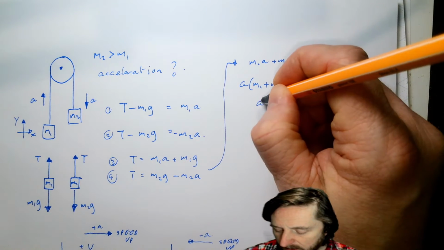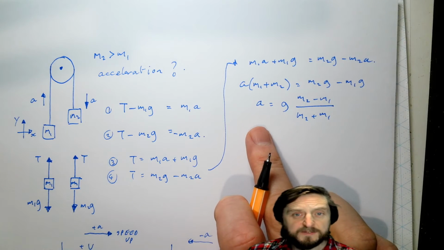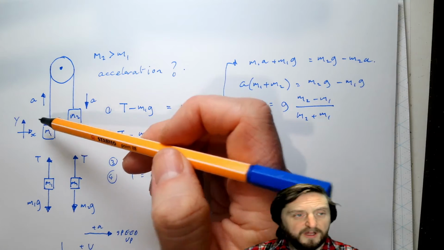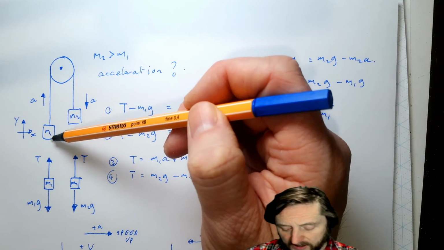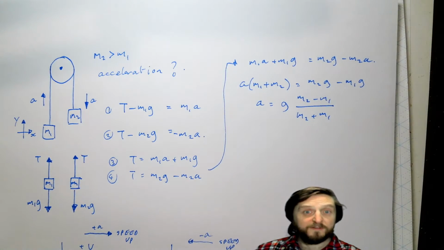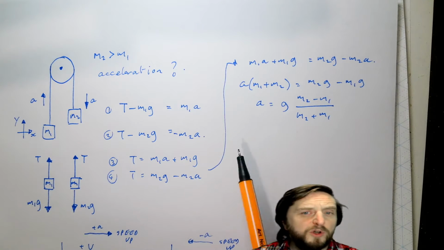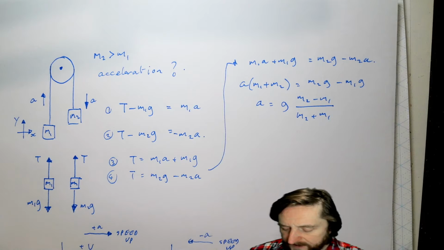All we have to bear in mind is what we have defined as being a positive. So we have defined a essentially as being the acceleration of m1 in the upward direction. Okay, so if that's positive, it means m1 is going up. If that's negative, it means m1 is going down. Okay, so that's fairly straightforward.